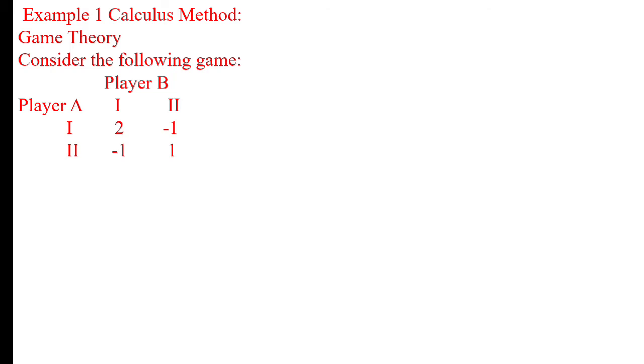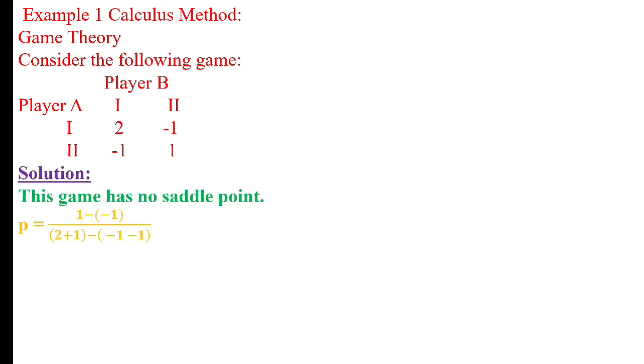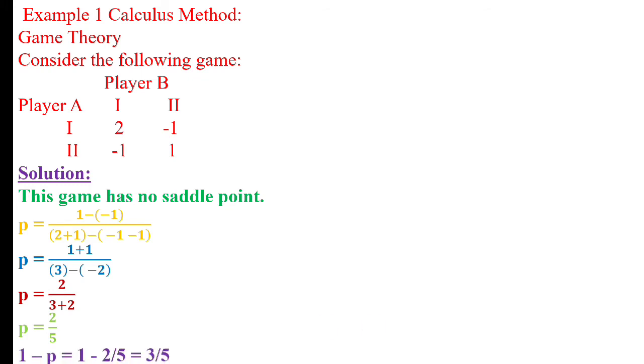Here consider A equal to 2, B equal to minus 1, C equal to 1. It is the same problem only. The game has no saddle point. This problem we have already seen. Substitute the values: 1 minus of minus 1 divided by 2 plus 1 minus minus 1 minus 1. So 1 plus 1 divided by 3 minus of minus 2. So we'll get 2 by 3 plus 2, so 2 by 5. So 1 minus P equals 1 minus 2 by 5 equals 3 by 5.